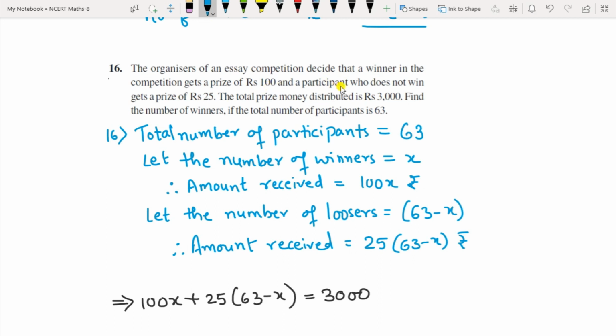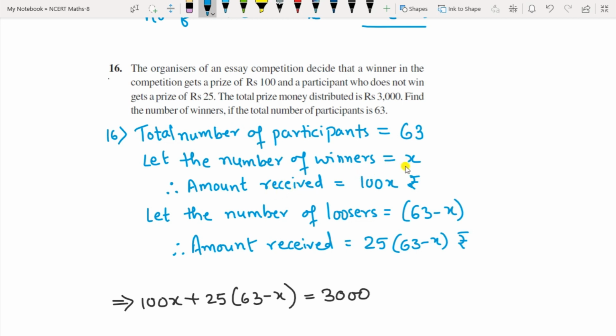Last question. The organizers of an essay competition have decided that a winner will get a prize of 100 rupees, but those who do not win will get a prize of 25 rupees. The total money distributed was 3000 rupees and the total number of participants was 63. You have to find the number of winners here.